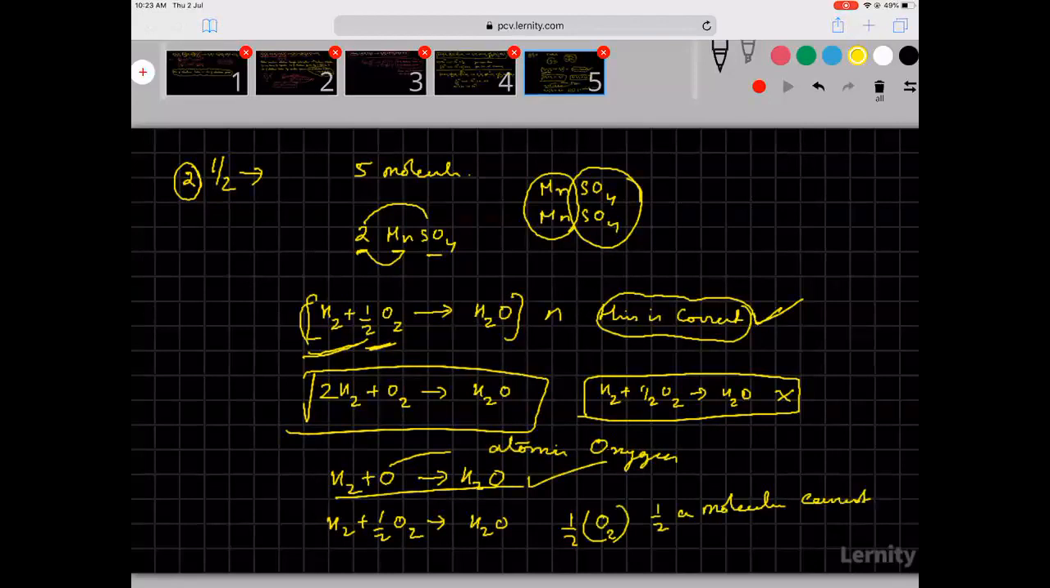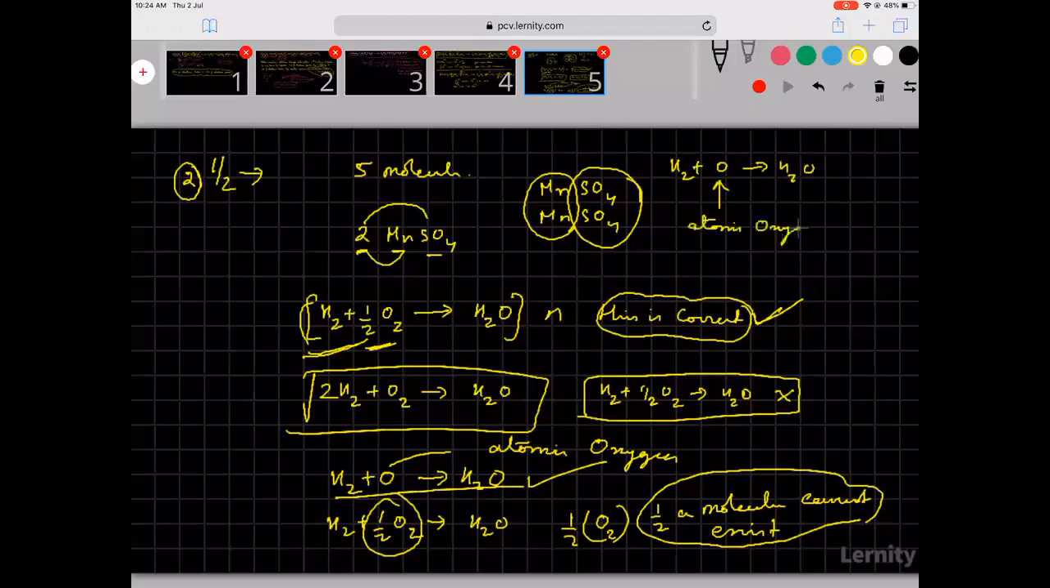What is the definition of a molecule? A molecule is the smallest particle of any substance which has independent existence. So half O2 doesn't have independent existence, so it doesn't exist. So you can't write it. That's why it is wrong. H2 plus O gives you H2O is okay, because then I'll understand you are talking about atomic oxygen. But with half O2, the 2 will not get cancelled, because this is half a molecule of oxygen. So there is a difference between them. Science is a very precise subject.